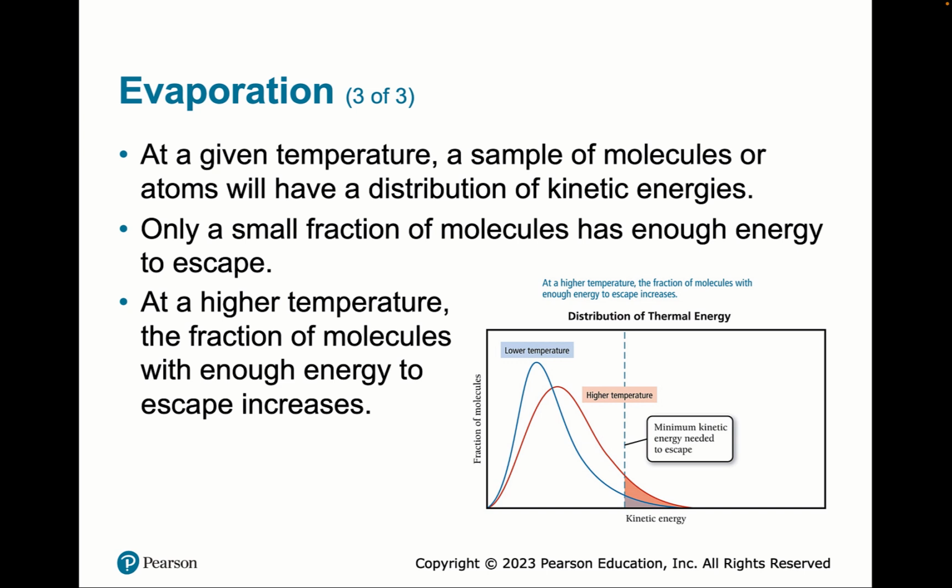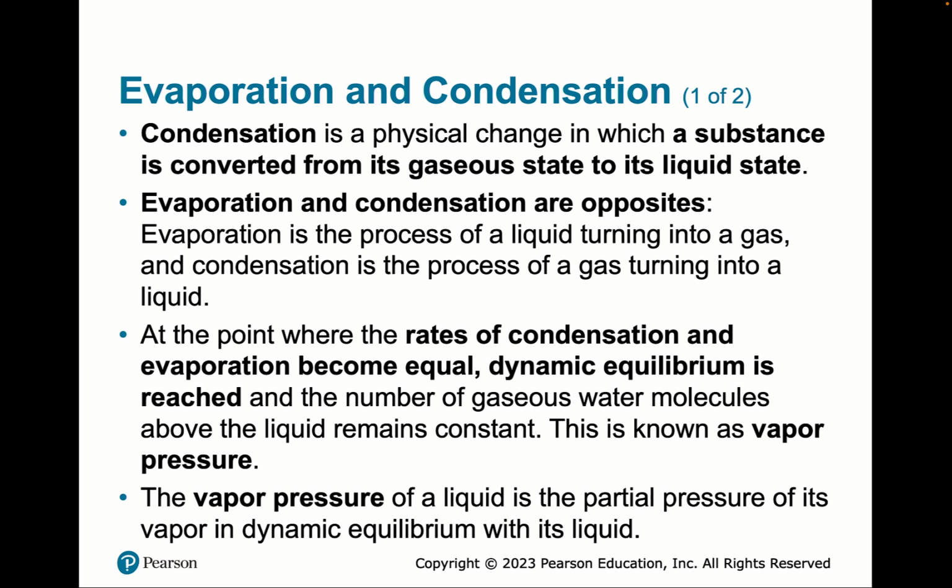That dashed line there is the minimum energy that's needed to escape the intermolecular forces of the liquid. You can see at a low temperature, at the bottom, a small fraction of molecules can escape. At a higher temperature, you still have a small fraction, but it's larger than at the lower temperature. That distribution of energy, where some have enough energy to escape, is the reason why we have a predictable vapor pressure of liquids at specific temperatures.